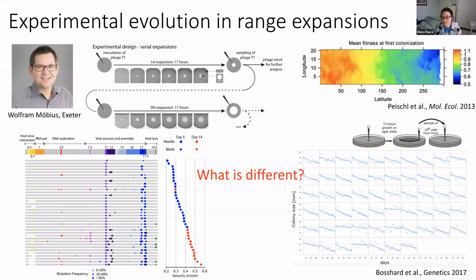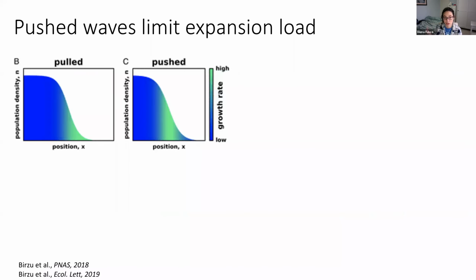Well, clearly there are many reasons why this can happen. There may be a different availability of mutations in the phage case and in the microbial case. But something that I kept banging my head against was whether there was something very intrinsic in the viral case compared to the microbial case that would cause this difference. One particular property of the traveling wave that can limit the expansion load, the accumulation of these deleterious mutations, is when the traveling wave is pushed rather than pulled.